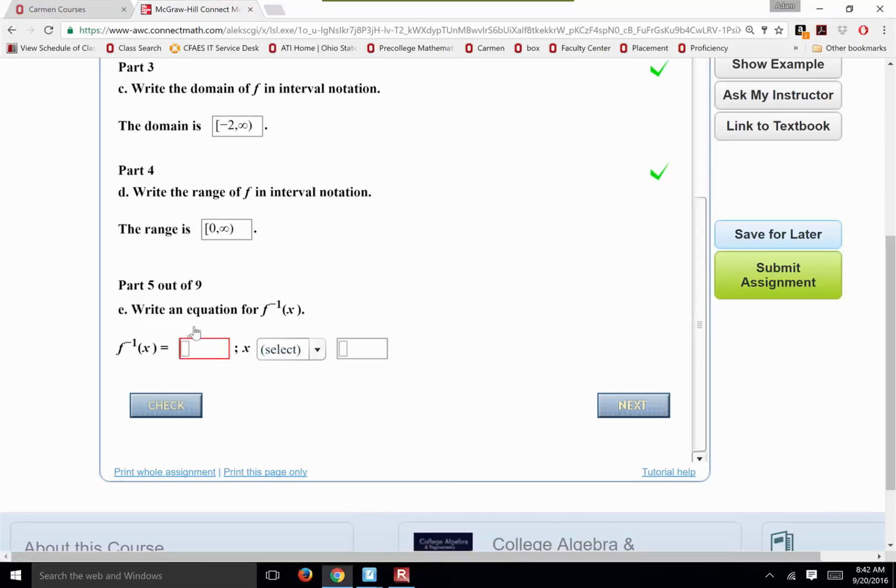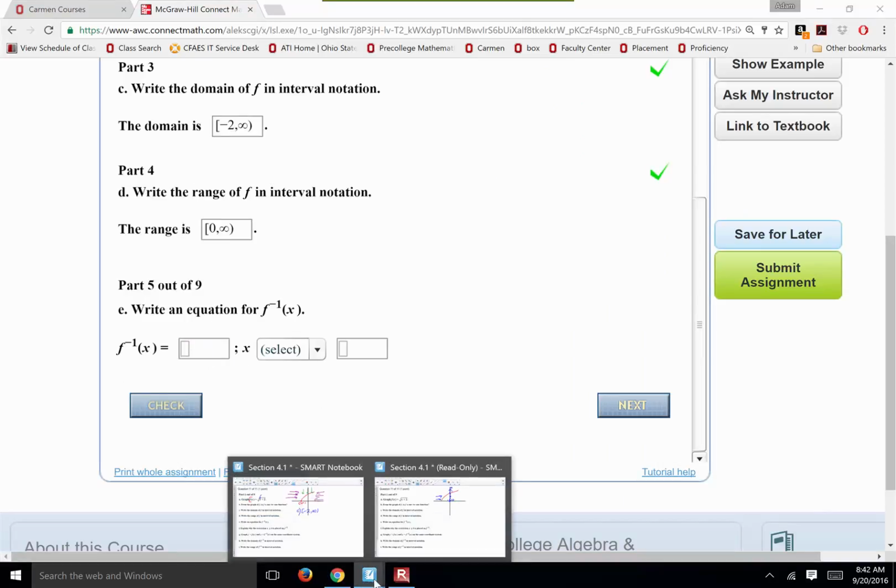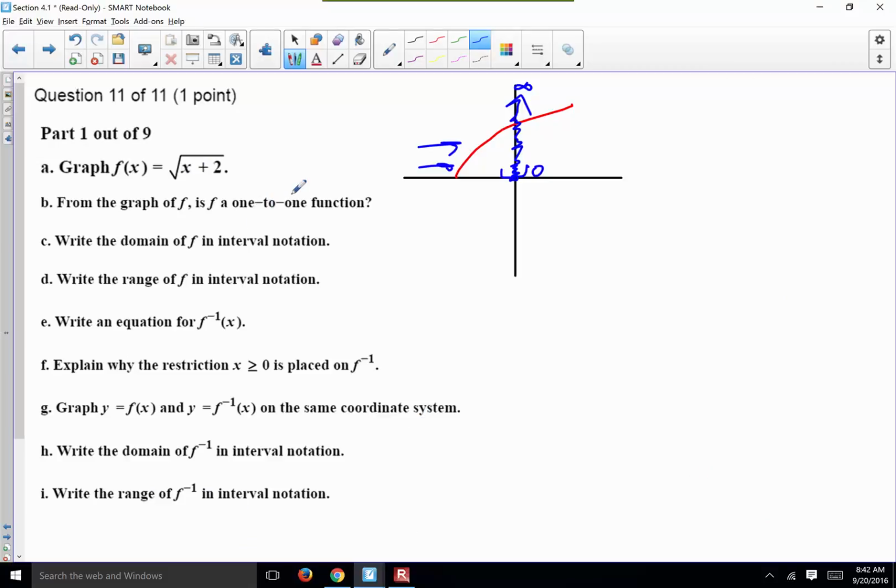Alright, we need to compute the inverse of this function because it's one-to-one. I can find its inverse. How do I know I can find it? Because I know it's one-to-one. Anything one-to-one can be inverted. So you guys need to invert this in part E, and we're gonna do this 4-step method here.